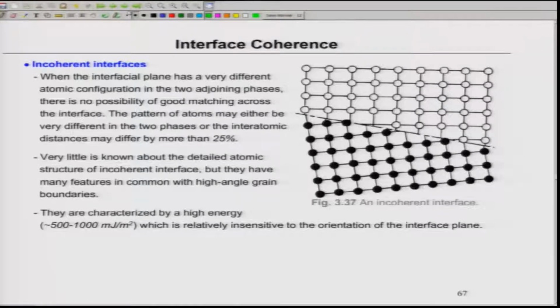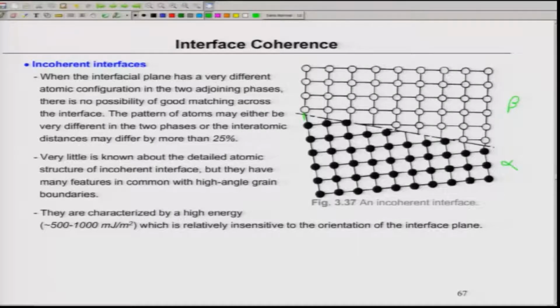One such case is shown here. You see the atomic arrangements or atomic configuration in both the phases alpha and beta, this is beta and this is alpha, is such that there is no way we can match the atomic planes. Okay. There is a little match here, but slowly the matching has gone completely out of the way. So, therefore, most of the atoms across the interface are not satisfied by the other side of the crystal, other side of the phase. Okay. So, alpha atoms, that is black atoms, are not at all forming any bonds across the interface.